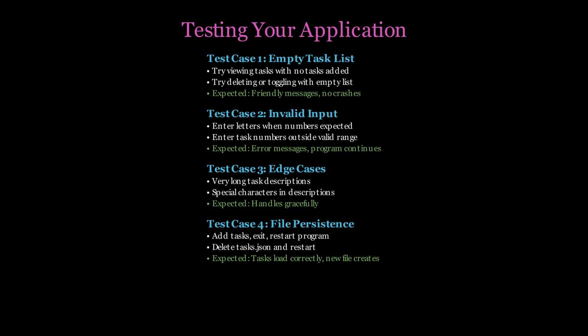Test case 4. File persistence. Add tasks, exit, restart, tasks should reload. Delete the JSON file and restart. It should create a new empty file. Thorough testing builds confidence your app works reliably.